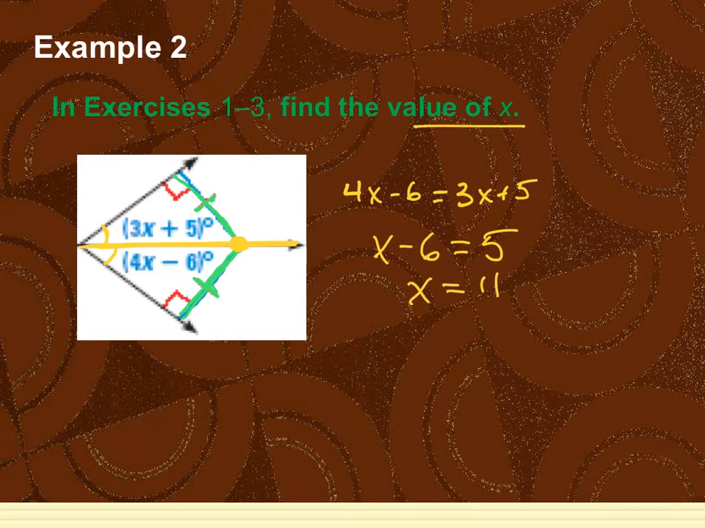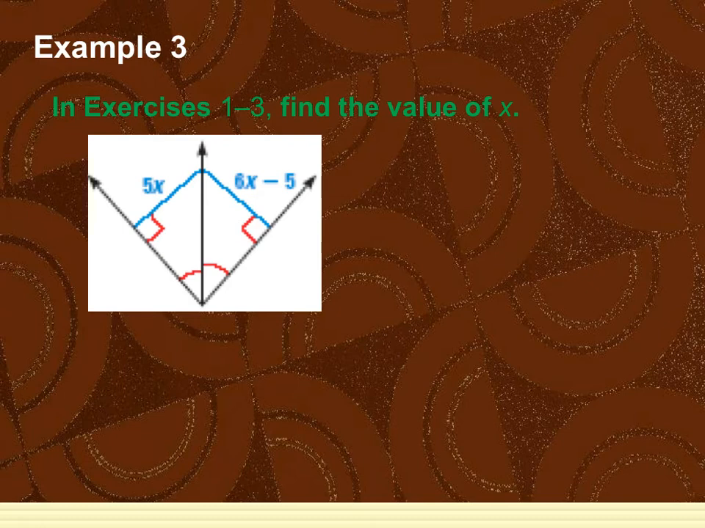Now it said to find the value of x. If I needed to figure out what those angles were, I would just plug in. So in this case, the top one would be 3 times 11 plus 5. That would be 38 degrees. On the bottom, we get 44 minus 6. That would be 38 degrees. It checks out. So even though it just asked me for the value of x, if I needed to find those angles in there, I could just plug in.